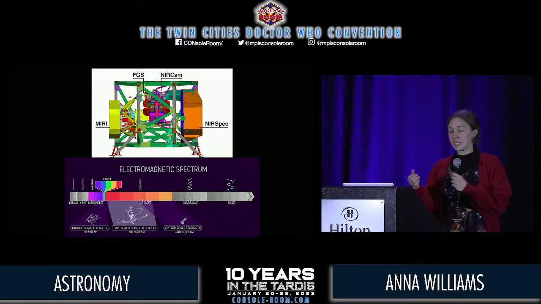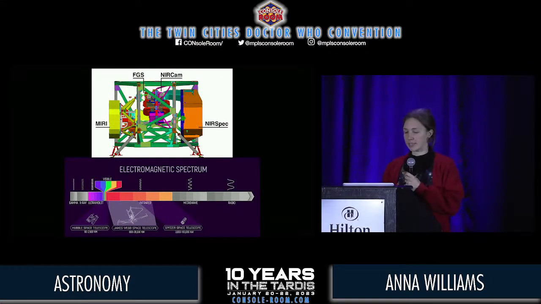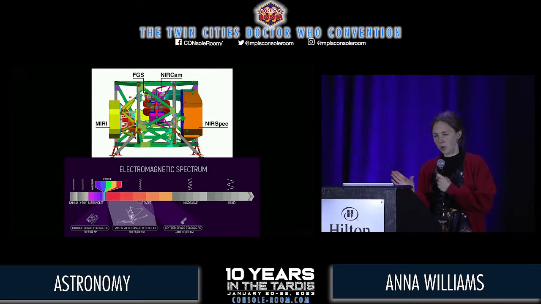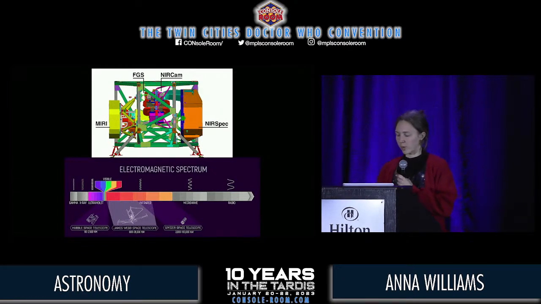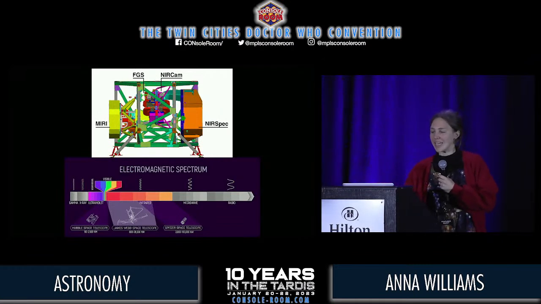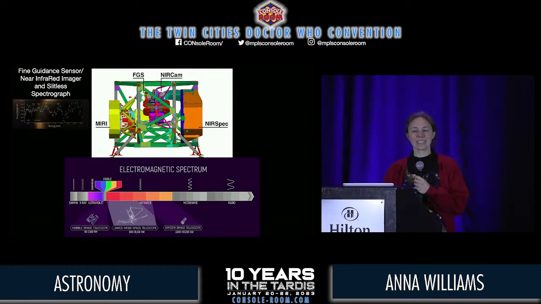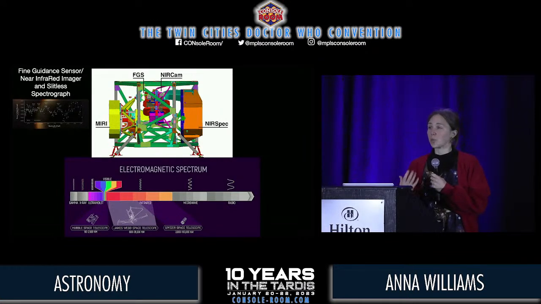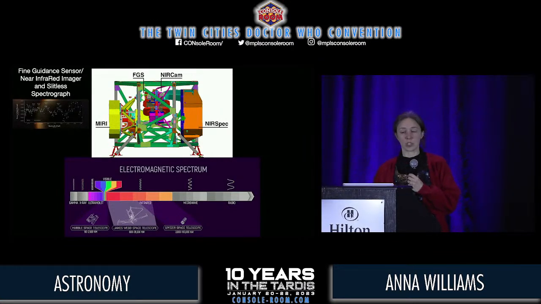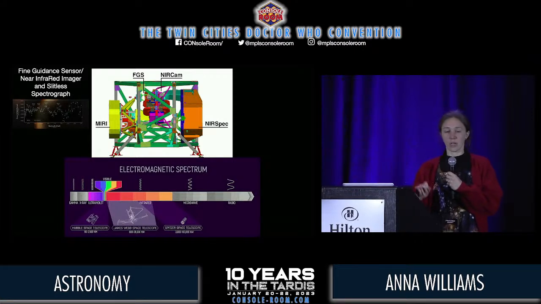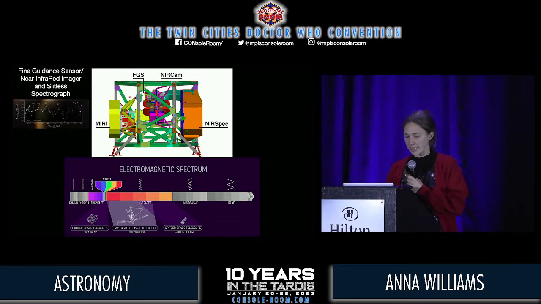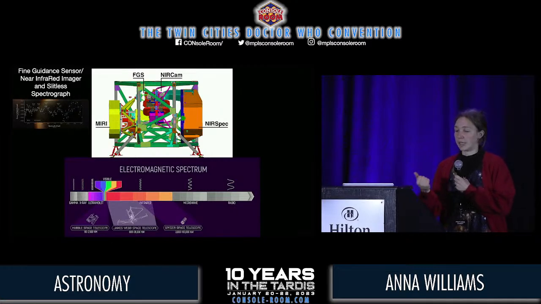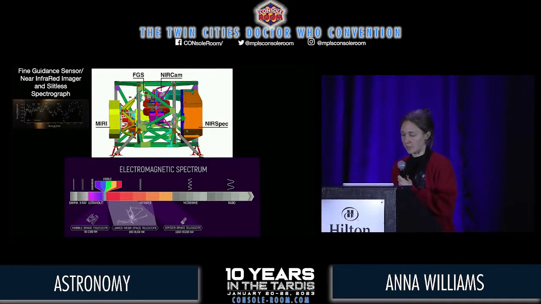So the JWST has 4 main instruments for taking its observations. Again, I've got the electromagnetic spectrum here just to orient you relative to the optical of where these observations are taking place. There is the FGS, which is the fine guidance sensor, and it also has the near-infrared imager and slitless spectrograph. With this instrument, we're able to take really interesting images of exoplanets, and here, which we'll go into in a little more detail later, is a transmission spectrum of an exoplanet, so looking at the atmosphere of the exoplanet.